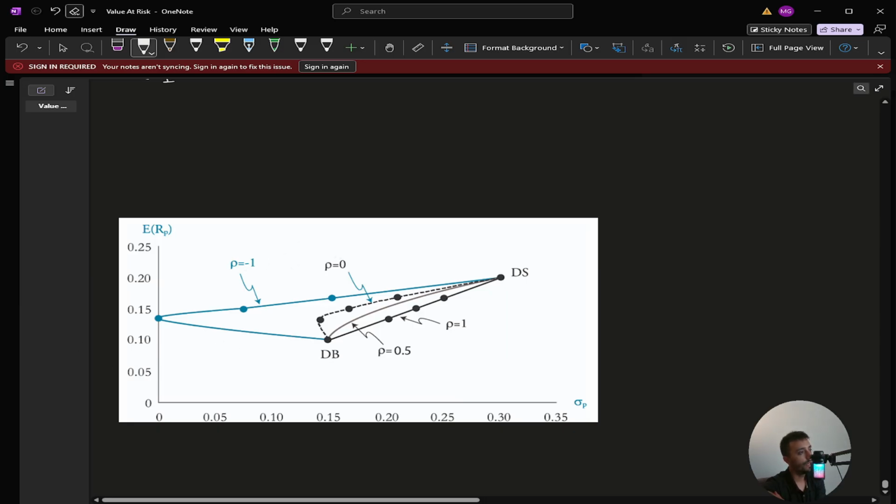We have P0 here and P1. A correlation of plus one offers no diversification benefits, as a result portfolio variance is the weighted average of individual variances.